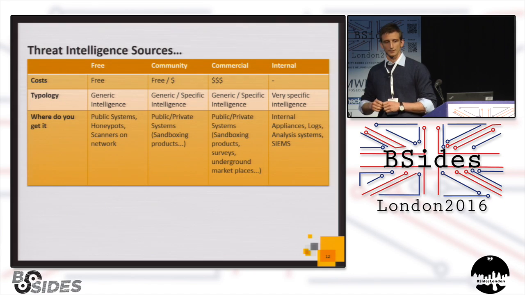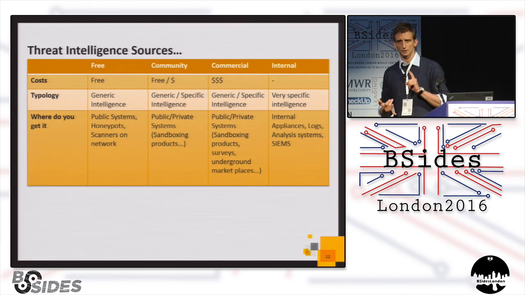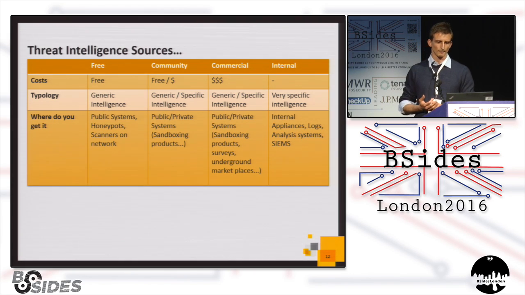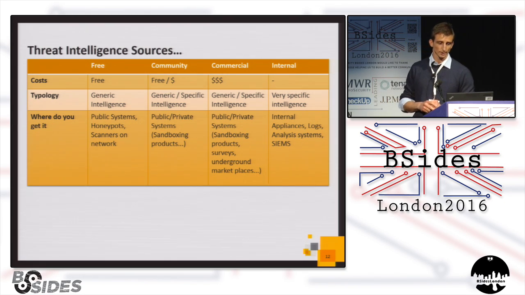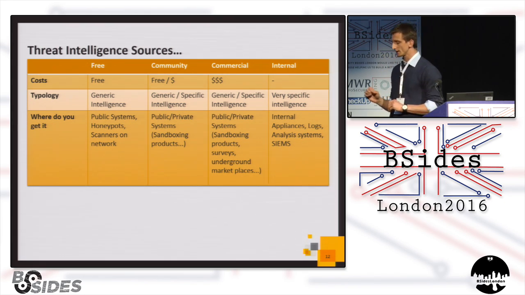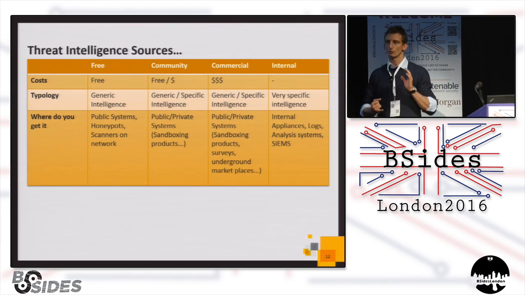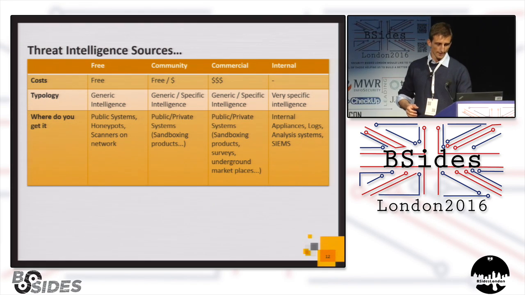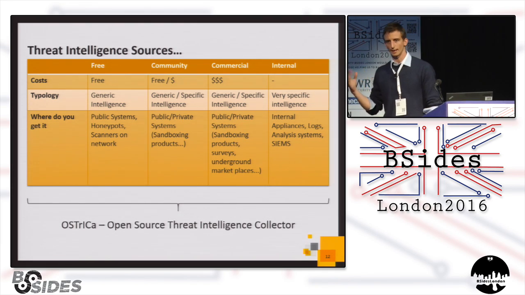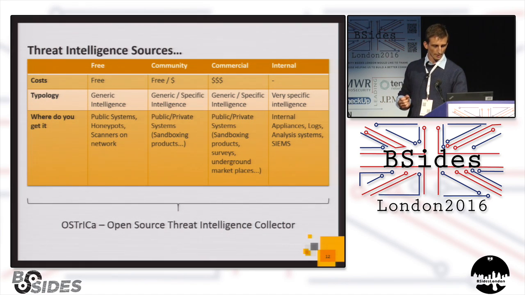And the other thing is the internal one, like our appliances, log collectors, firewalls, AVs, everything. And it's very specific intelligence related to our network. It's free, of course. So what if we can actually grab this information from everywhere? So, I mean, internal, commercial, community, and free sources. That's the end goal of the tool that I developed, that I'm going to release on my GitHub page. It's called OSTrICa.